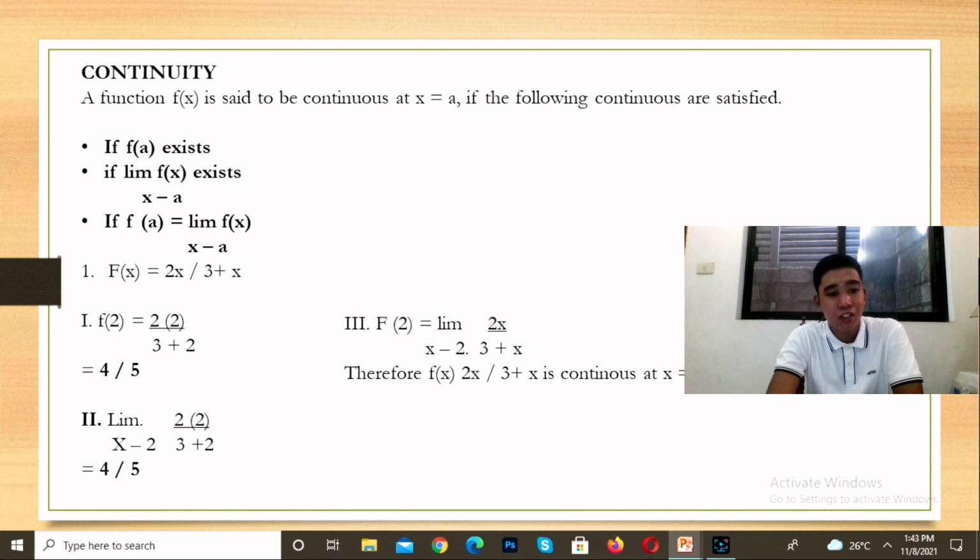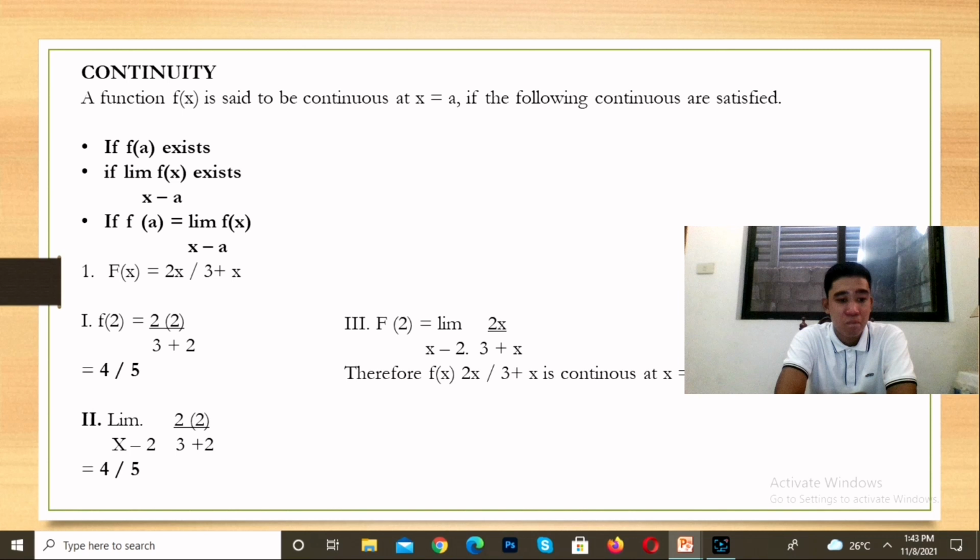Continuity. A function f of x is said to be continuous at x equals a if the following conditions are satisfied: f of a exists, the limit of f of x as x approaches a exists, and the limit equals f of a. Example: f of x equals 2x over 3 plus x. So f of 2: substitute 2 for x, 2 times 2 equals 4, over 3 plus 2 equals 5.